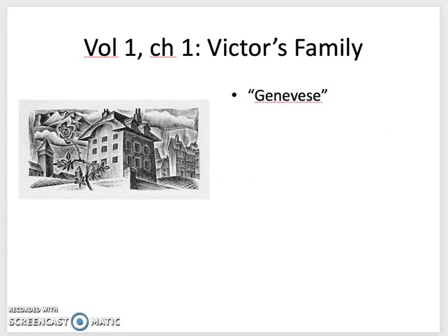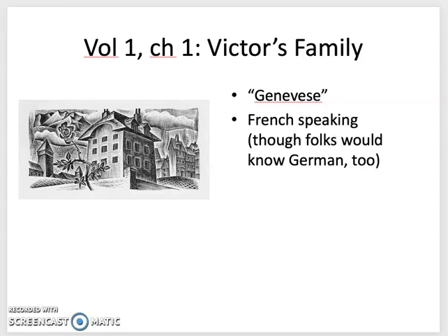Victor's family, he's Genevese. He's from Geneva, which was a French-speaking town. The folks would have known German too, but Victor Frankenstein's native language was French. And he tells you about the languages he learns: English, German, Latin. French is his native language, which, again, I think most of us think that his native tongue is German, but actually he's French-speaking.